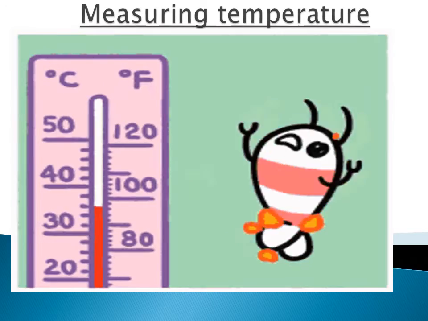Today we are going to talk about measuring temperature. It's an amazing lesson.